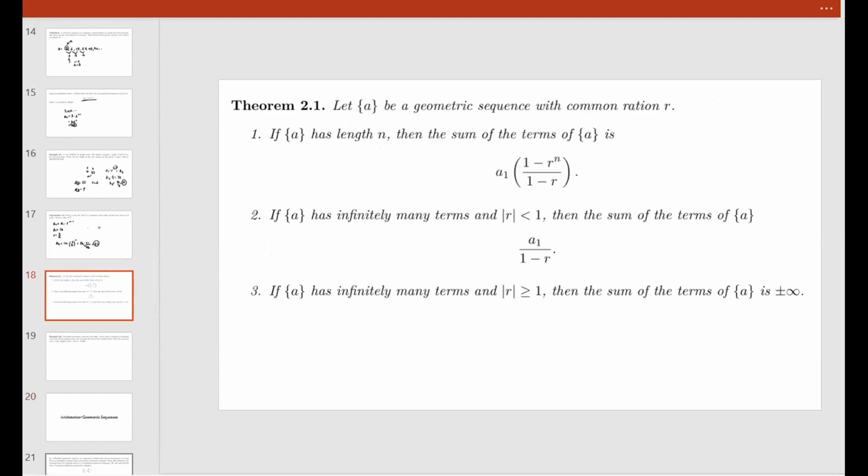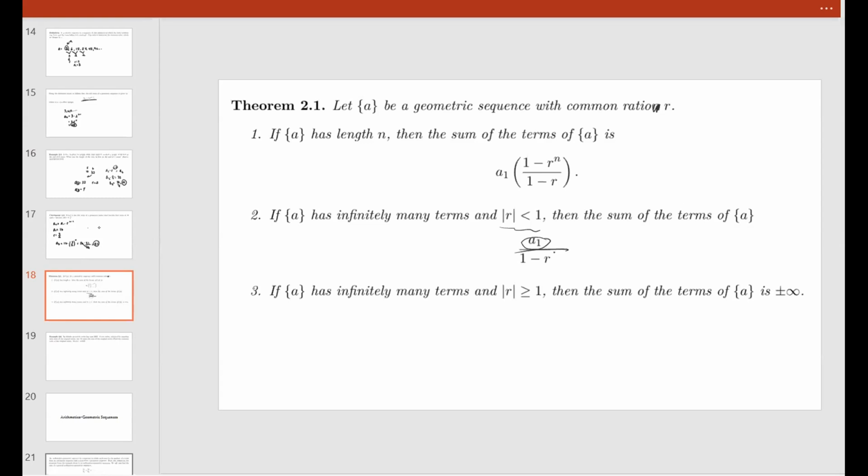So now we have this theorem for geometric sequences. If the geometric sequence A has length n, then the sum of the terms of A is a1 times 1 minus r to the n over 1 minus r, where r is the common ratio. And then if A has infinitely many terms and our common ratio has absolute value less than 1, then the sum of the terms of A is the first term divided by 1 minus r.